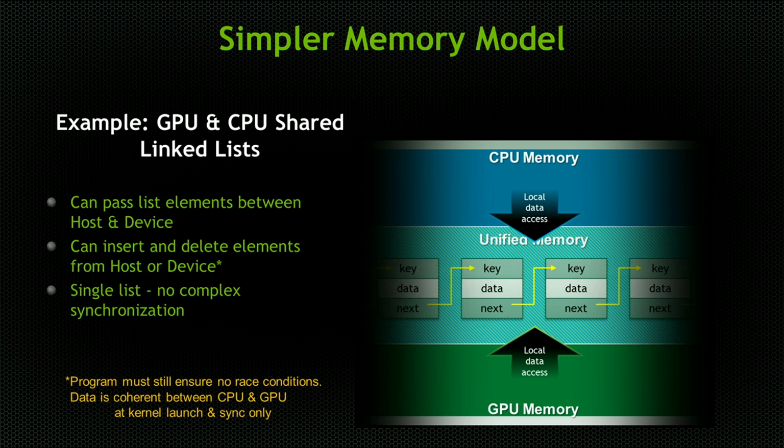So with unified memory, we can allocate one linked list data structure in the unified memory, and then since both the CPU and the GPU can access that linked list from the same pointers, we can pass list elements between the host and the device. We can create and destroy list elements from either place, as long as we make sure we don't have race conditions. And in the end, we're maintaining a single list rather than two copies of the list or one that we access slowly from the GPU.